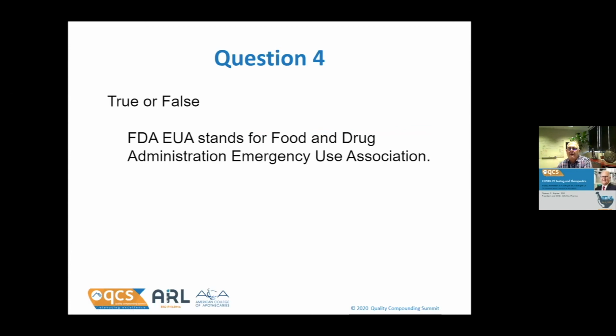Question 4: the FDA EUA stands for Food and Drug Administration Emergency Use Association, true or false? Of course, it's false.